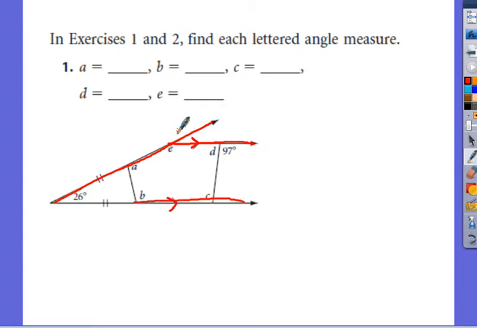So this angle right here is the same as 26, which will help you find E. And then you know we just learned about polygons. You can find C because D is obviously 180 minus 97. So what I'm going to do, I gave you a lot of information there. This will be an extra credit problem, 10 points extra credit for anyone that gets A, B, C, D, and E.